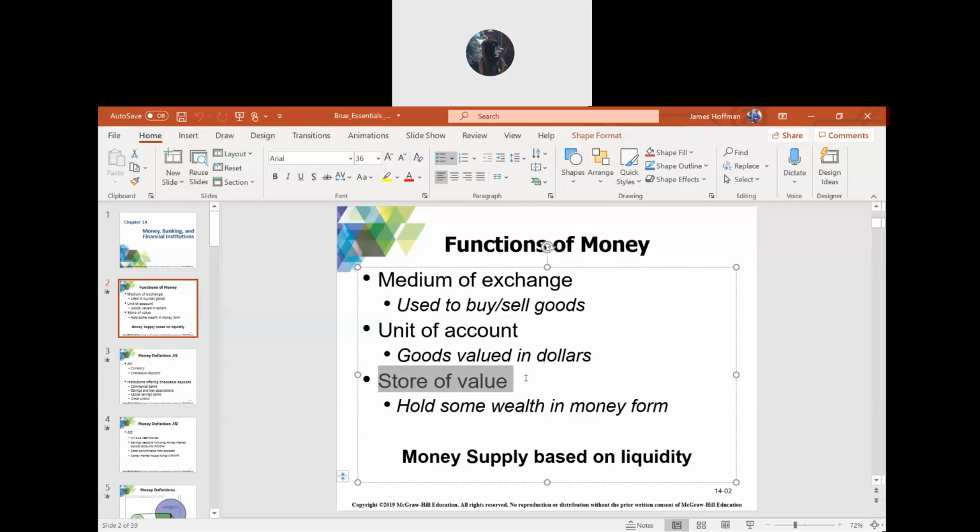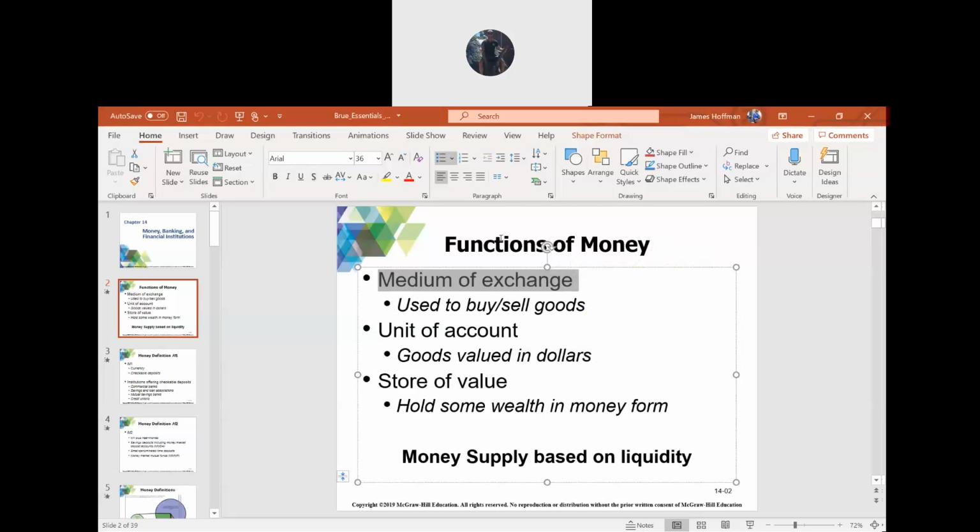The third is that it's a store of value. Individuals and households hold some of their wealth as money because it's safe. You don't have to worry about the risk of interest rates or stock and bond prices. So these are the three functions: it's a medium of exchange, one, a unit of account, two, and a store of value, three.